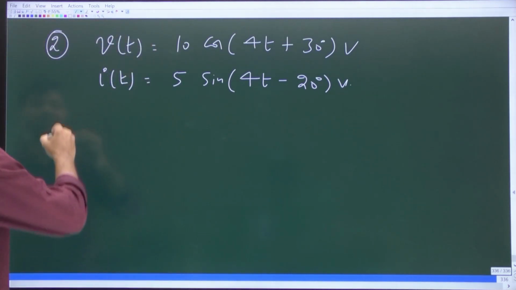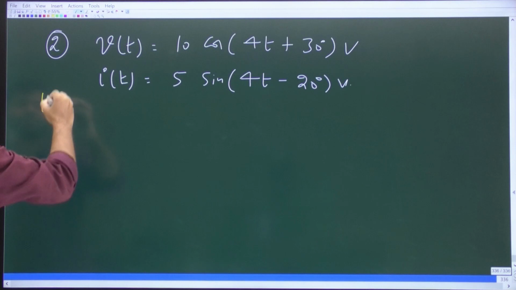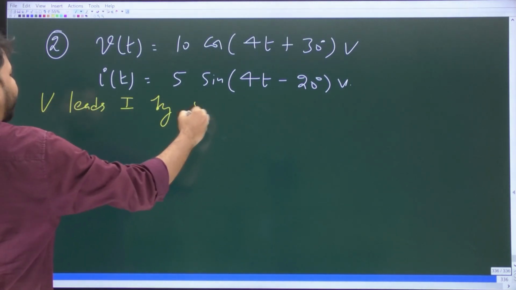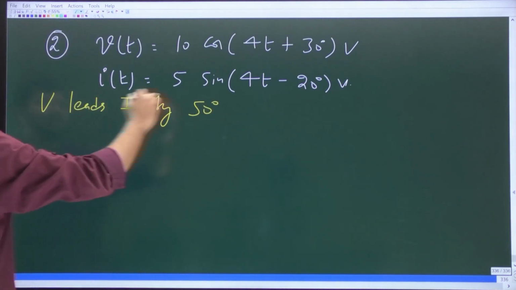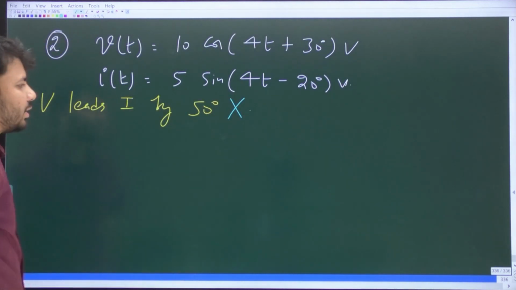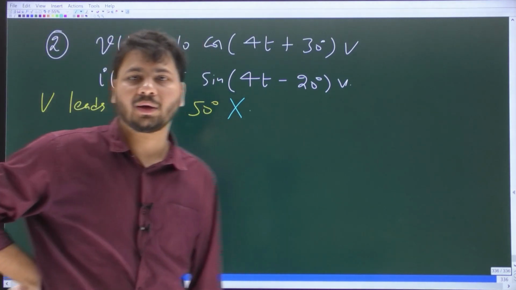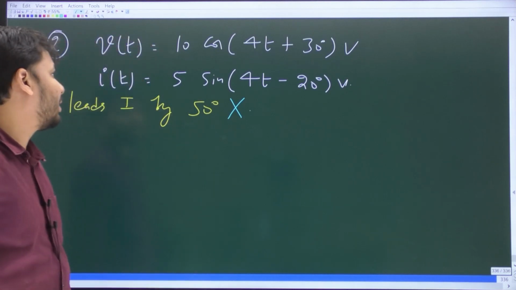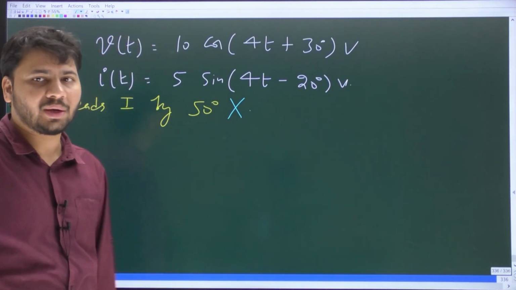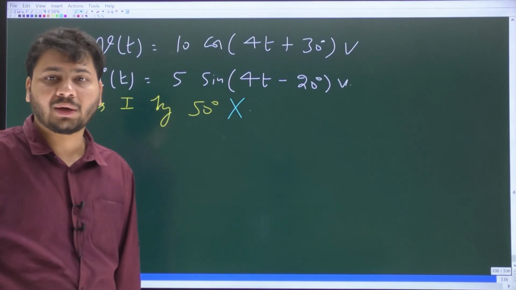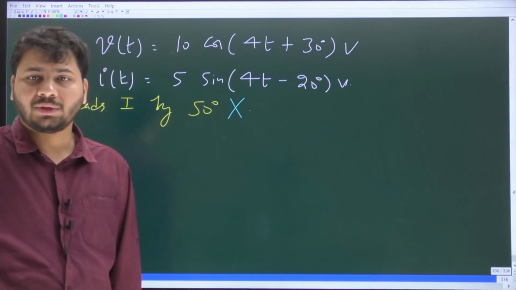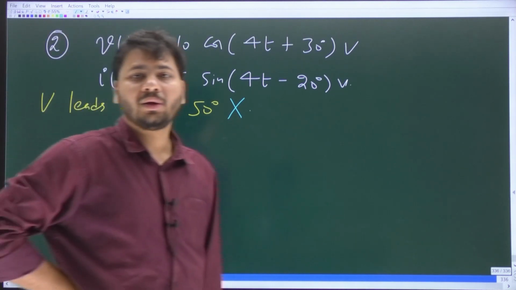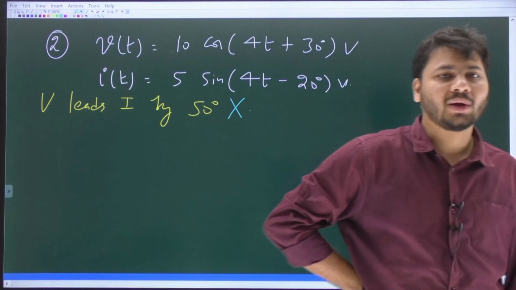So if you say that voltage leads current by 50 degrees, it is incorrect. Do not ever say that V leads I by 50 degrees. This is totally incorrect. The phase angle of voltage is plus 30 degrees, the phase angle of current is minus 20 degrees, and the phase difference is 30 minus 20, which is 50 degrees. So you, or somebody else, might say voltage leads current by 50 degrees.